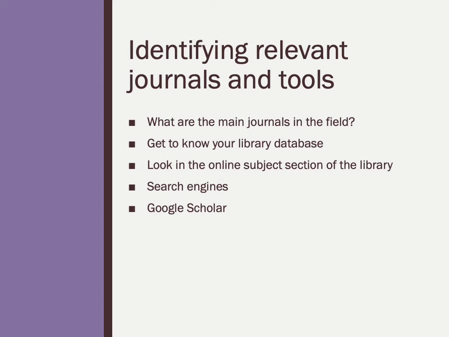Now, once we've identified our search terms, we want to think about the relevant tools and journals that we can use. It's helpful to have an idea of what some of the main journals in the field are. Now, if you go to the library website and you look under the section which talks about religion and philosophy, you will actually see that it does list some of the journals. So you can go directly to journals that you think would be relevant.